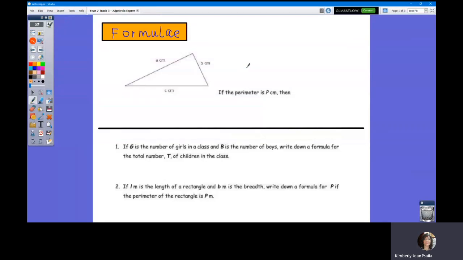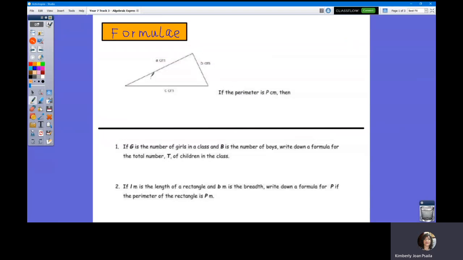Hello again. So in this last video of this topic, algebraic expressions, we're going to talk about formulae. So what is a formula? A formula is a mathematical relationship or rule expressed in symbols used to solve a problem.